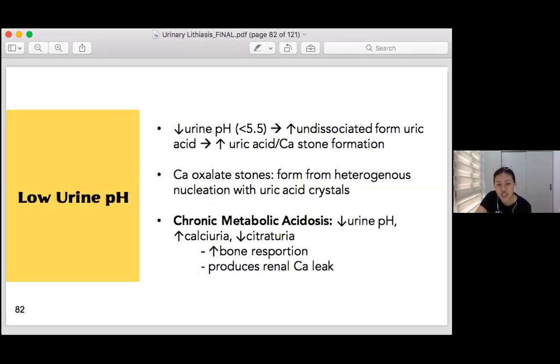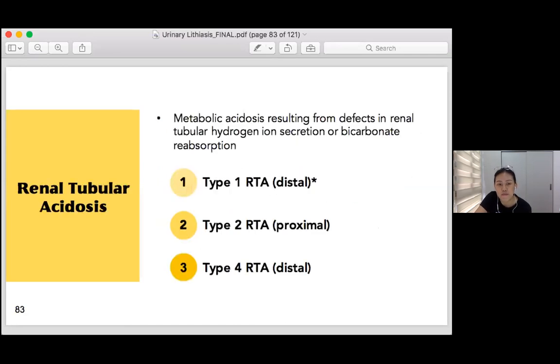Low urine pH, so at urine pH less than 5.5, the undissociated form of uric acid would predominate, and this leads to uric acid and or calcium stone formation. So calcium oxalate stones form as a result of heterogeneous nucleation with uric acid crystals, and any disorder that leads to low urine pH may predispose to stone formation. So in chronic metabolic acidosis, the low urine pH, the hypercalciuria, and the hypocitraturia can all lead to this.